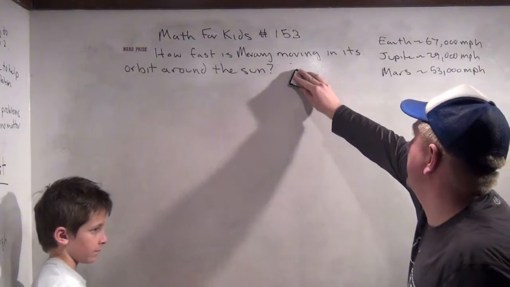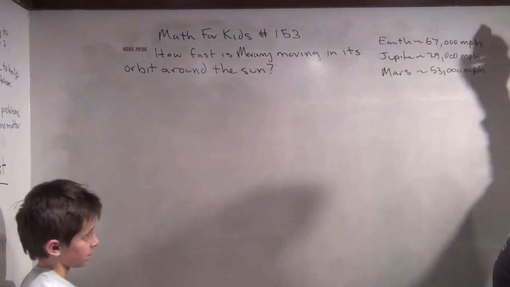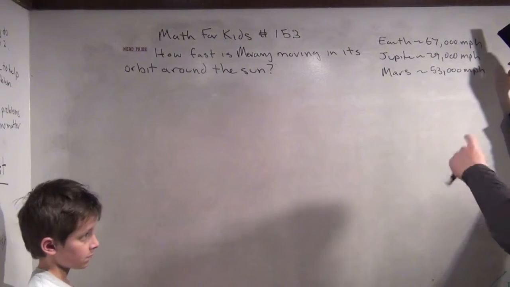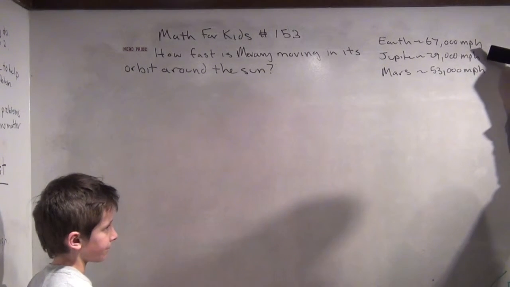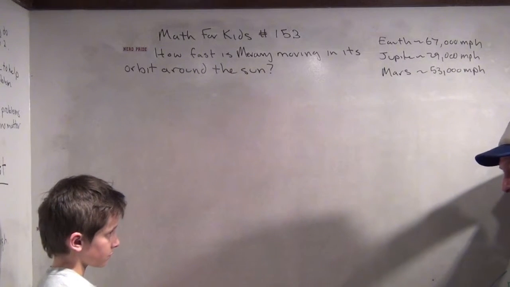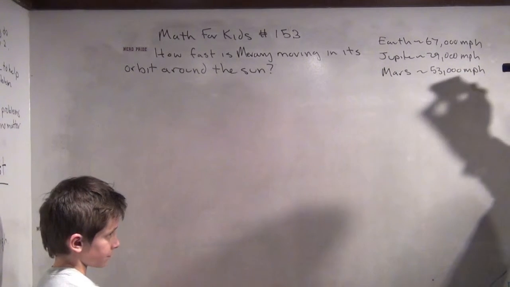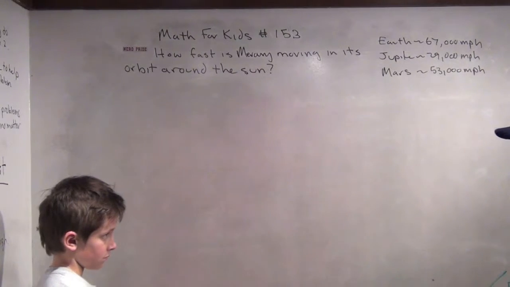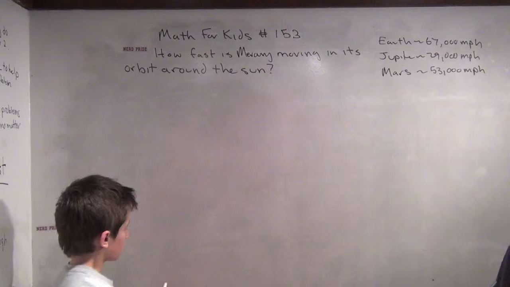MathForKids number 153. In MathForKids 149, we discovered that the Earth was moving about 67,000 miles an hour around the sun. In MathForKids 150, we discovered that Jupiter was moving about 29,000 miles an hour. MathForKids 152, we did something different. We did a geometry problem about walking around an area, I think. But yesterday we found out Mars was moving about 53,000 miles an hour. Today we're going to figure out Mercury. So would you draw Mercury and the Sun for me?